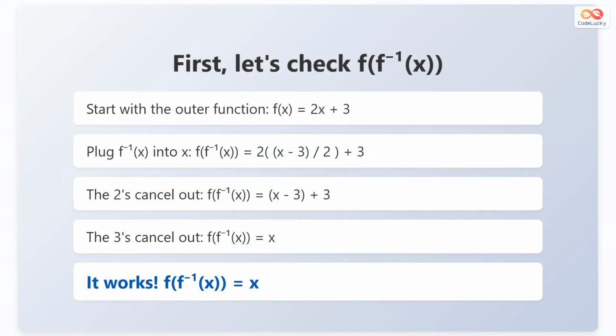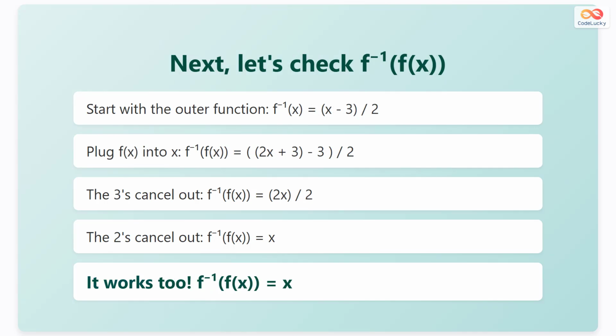Now let's verify. We start by taking the expression for the inverse, which is x minus 3 over 2, and we plug it into the x of the original function. This gives us 2 times the quantity x minus 3 over 2 plus 3. The 2's cancel, leaving us with x minus 3 plus 3. The 3's cancel, and we are left with just x.